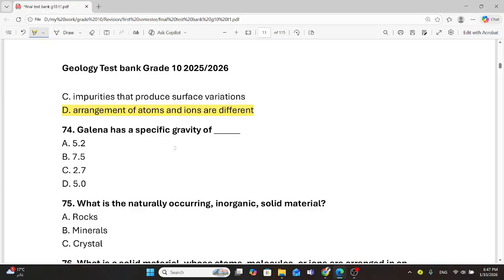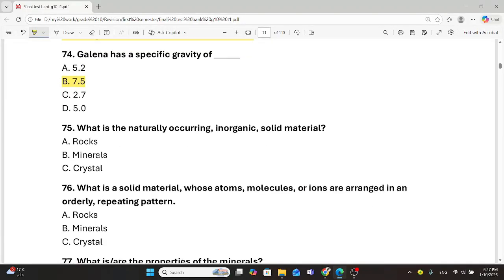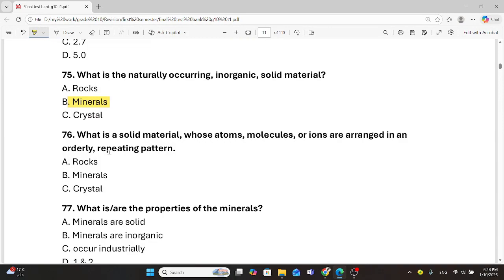Galena has a specific gravity of 7.5. specific gravity اللي هي نسبة الدنسity بتاعت الجلينا للدنسity of water. What is the naturally occurring inorganic solid material type هو solid و inorganic و naturally occurring minerals. طيب what is solid material whose atoms, molecules, or ions are arranged in an orderly repeating pattern crystals.